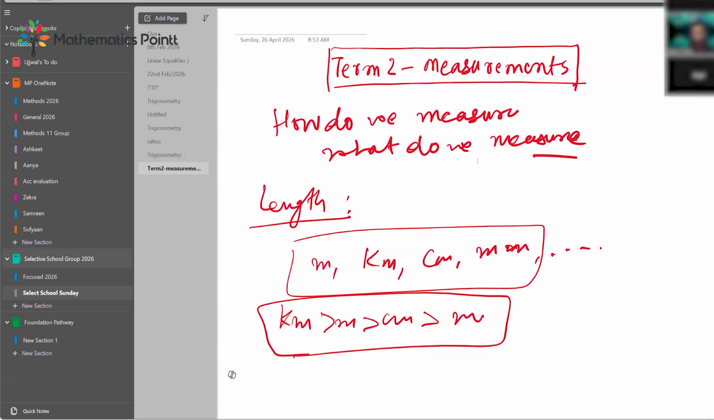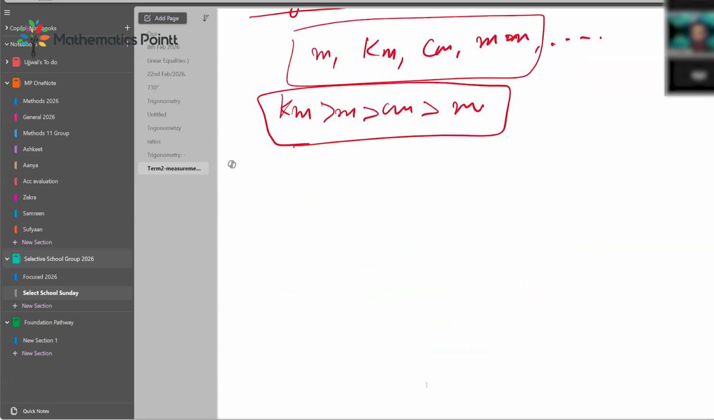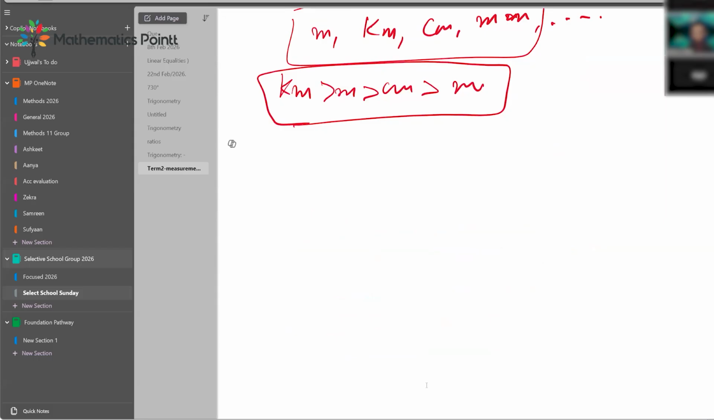All right. Now, how are we measuring? What is the size? The size is kilometers. So 1 kilometer has 1,000 meters. 1 meter has 100 centimeters, and 1 centimeter has 10 millimeters.